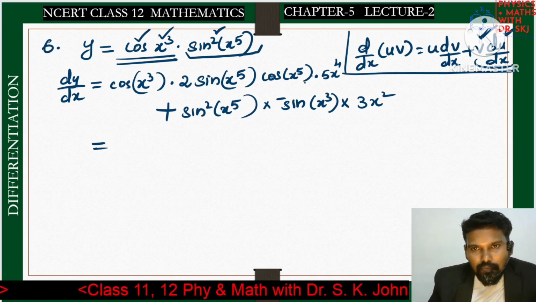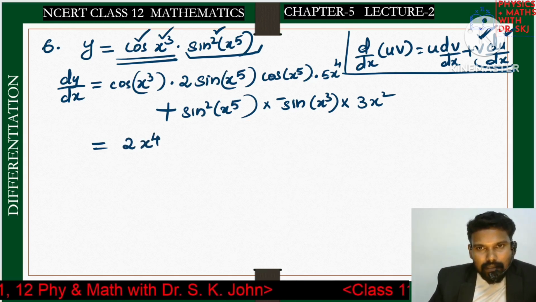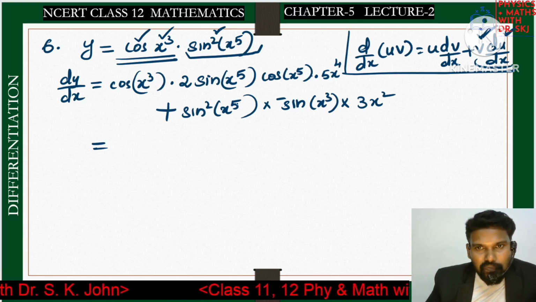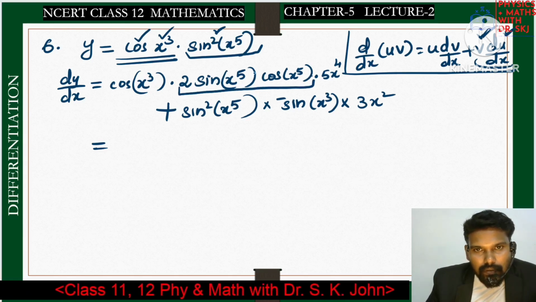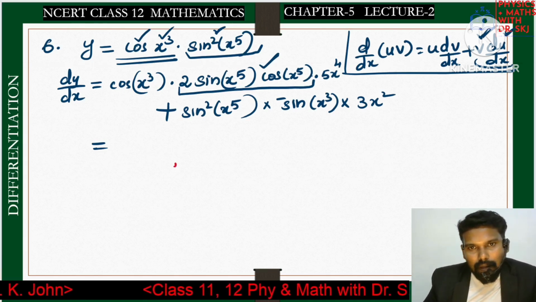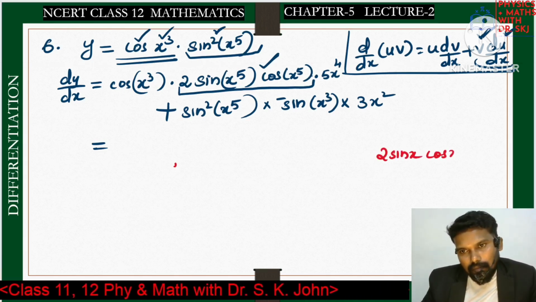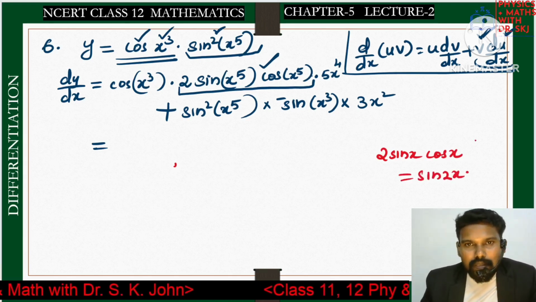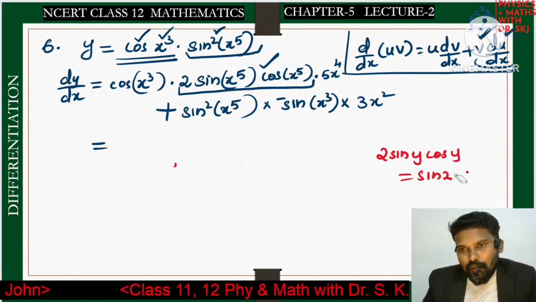Now you can simplify this function as 2 x raised to 4. I am writing this not 2, it is 10. Before finalizing, you can simplify this one. We have a formula: 2 sin x cos x is sin 2x. 2 sin y cos y is sin 2y.